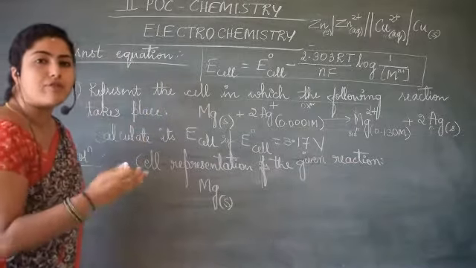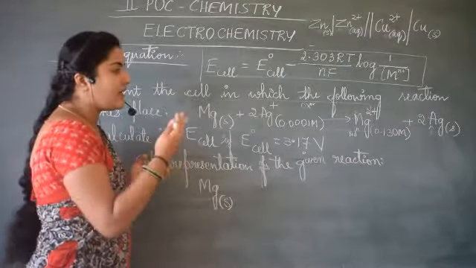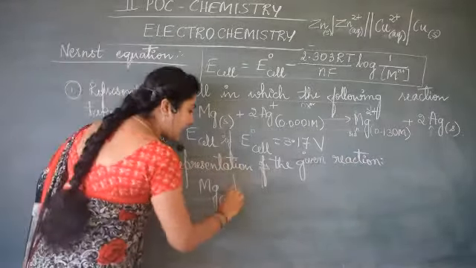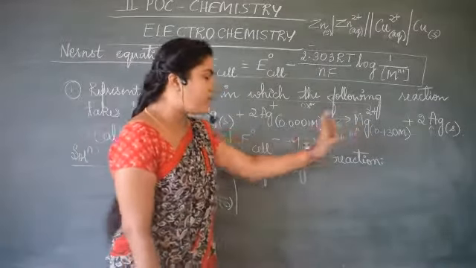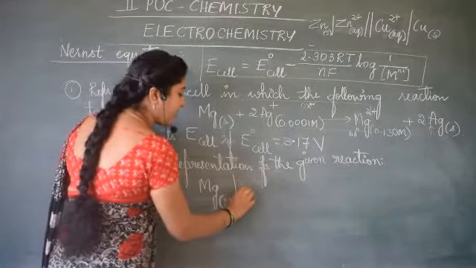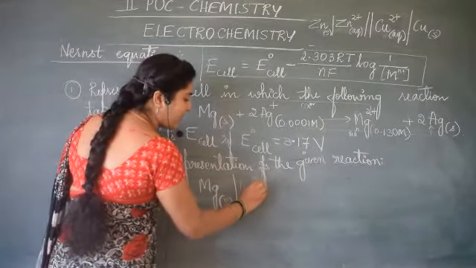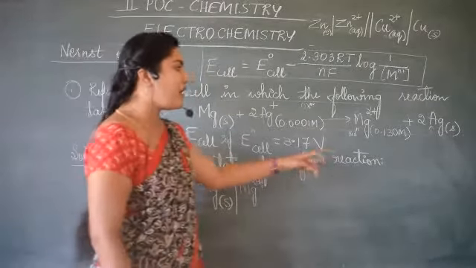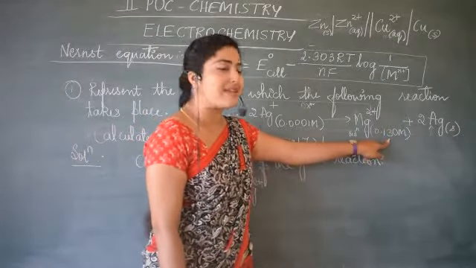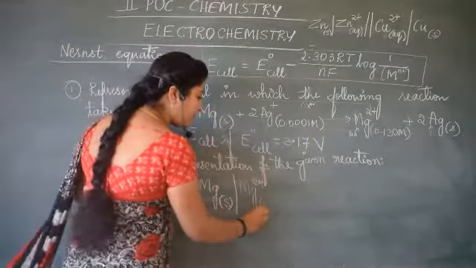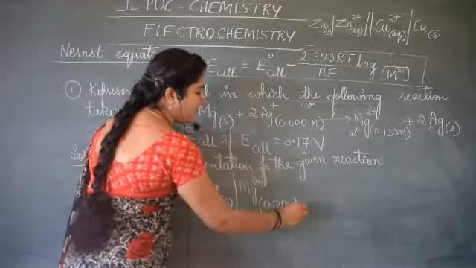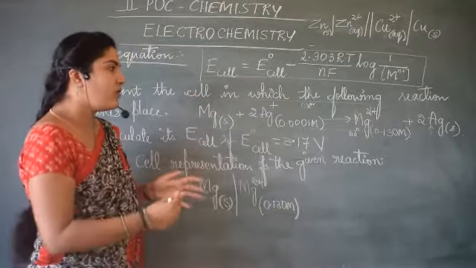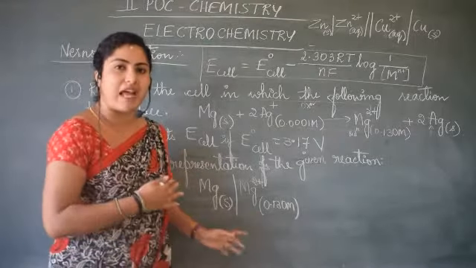Then we have to show that there is a difference between the metal and its solution, so a single bar we will use for denoting it. Then we write the aqueous solution of it, that is Mg2+. What is the concentration mentioned here? The concentration is mentioned as 0.130 molar. After this, we know this constitutes one half cell.